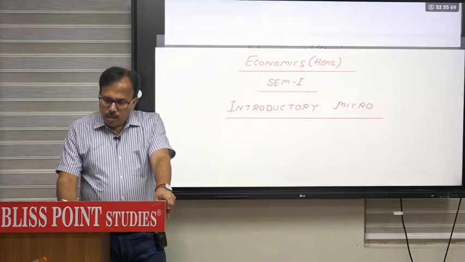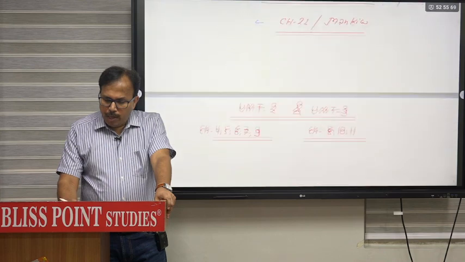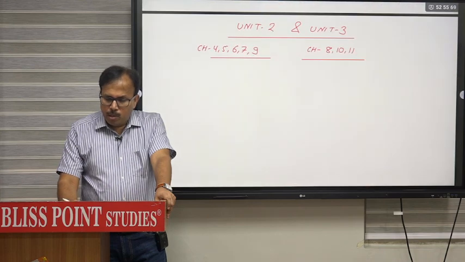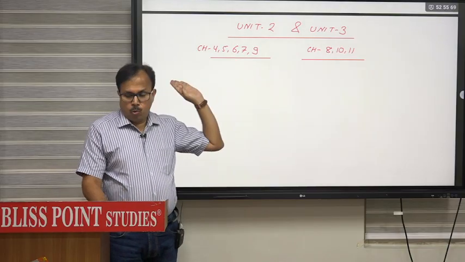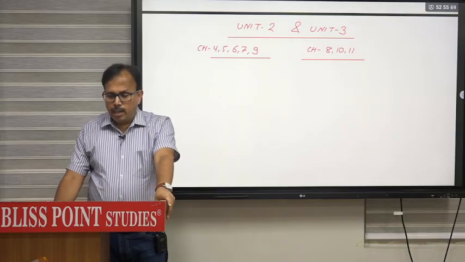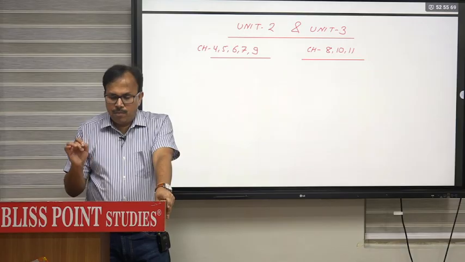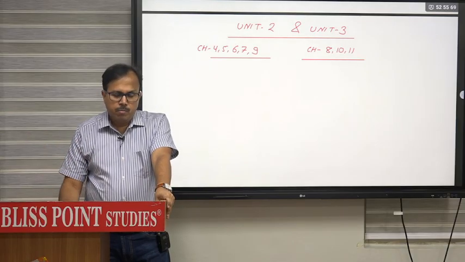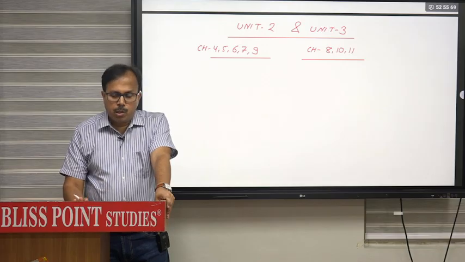Clear? So again I repeat, unit 1 2 3 4, and now we are starting with unit number 2 and 3 together. For unit number 2 it is chapters 4 5 6 7 and 9, and unit number 3 is 8 10 and 11. So in terms of continuity you can say chapter 4 5 6 7 8 9 10 11. ठीक है, 5 and 3, 8 chapters का ये content है unit number 2 and 3.